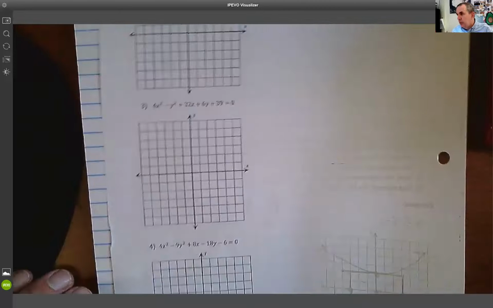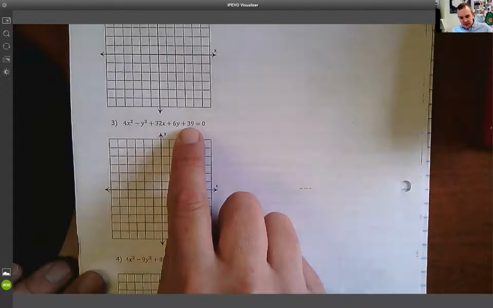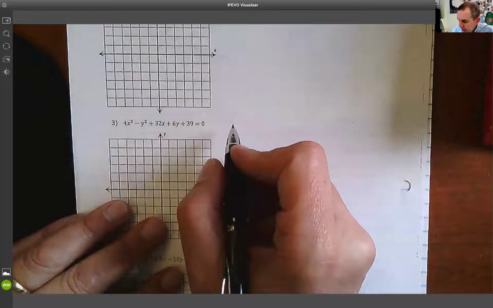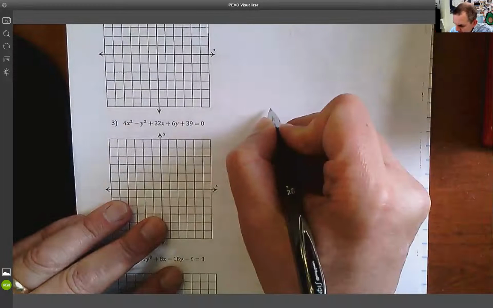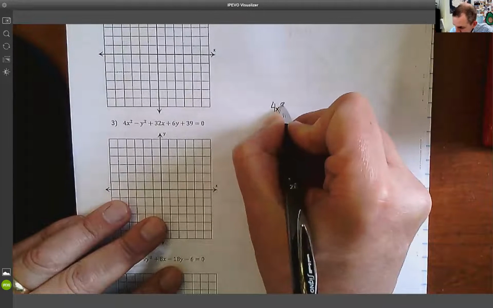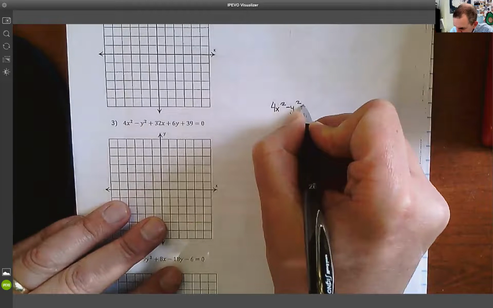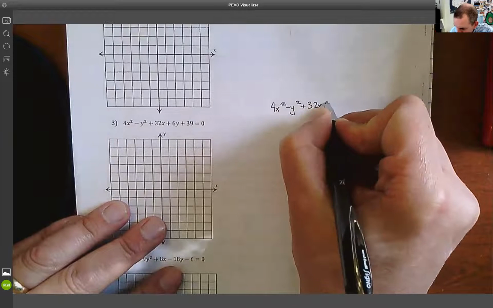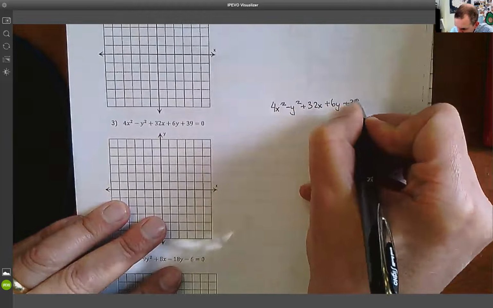Okay, now what we're going to do is we're actually going to do one where we have to complete the square. So again, we're going to go ahead and share. So now when we have one that looks like this, this is a complete the square situation. So what we're going to do first, write the whole thing over here. 4x squared minus y squared plus 32x plus 6y plus 39 equals 0.